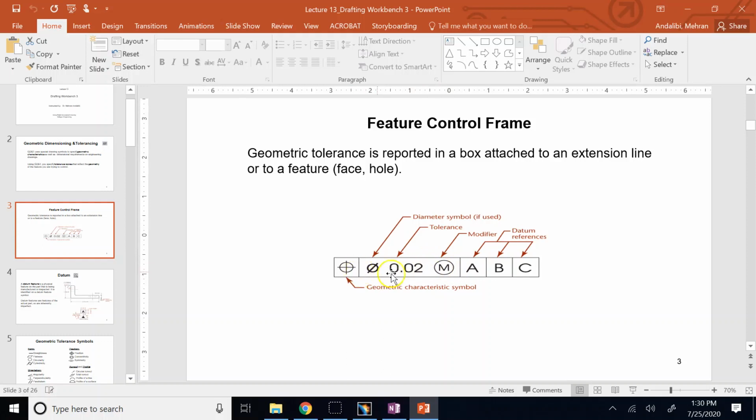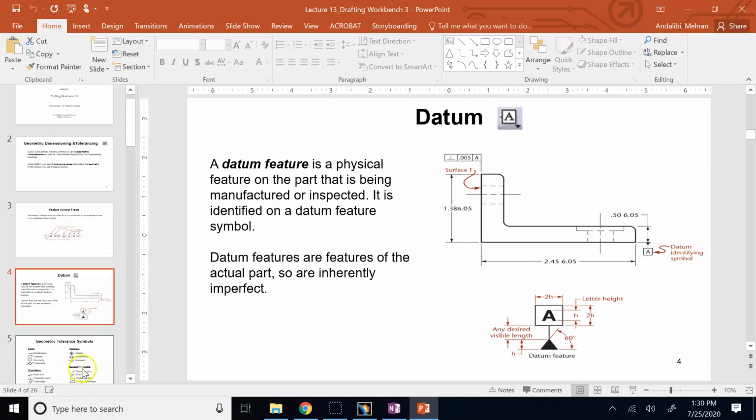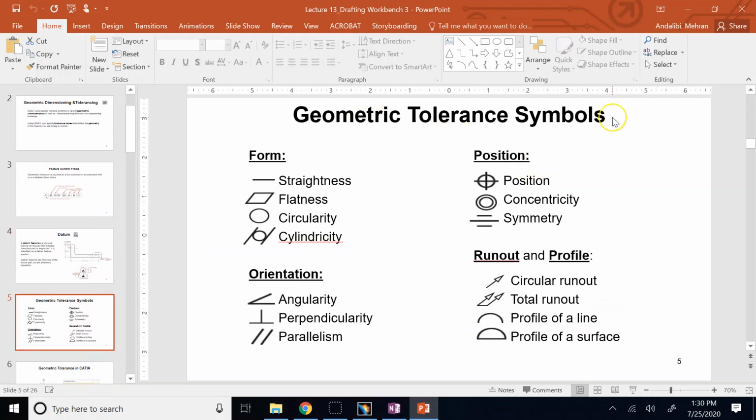So in general, there are more things and more symbols that can go inside this box, like a modifier and so on. But again, I'm not going to get into all of that. I just want you to know that there are different types of geometric tolerances, and these are some of the symbols for them, like for angularity, perpendicularity, parallelism, cylindricity, circularity, flatness, straightness, and so on and so forth, okay?